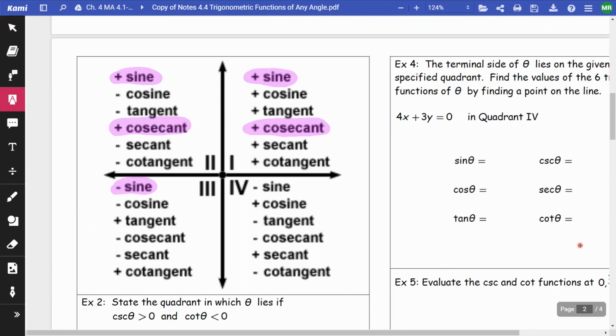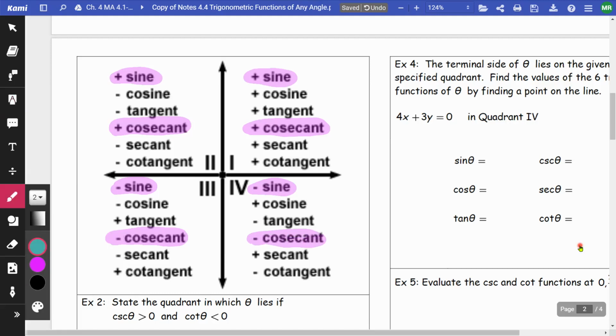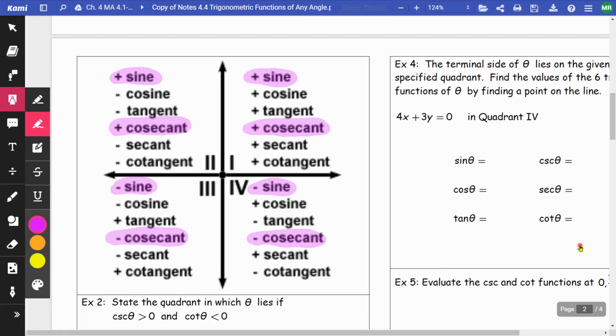My sine is negative. Its reciprocal cosecant is negative. My sine is negative. Its reciprocal cosecant is negative. When I'm dealing with cosine, and cosine is positive here, so is its reciprocal, which is secant. Here cosine's negative, so is its reciprocal secant. Here cosine is negative, so is its reciprocal secant. Quadrant 4, cosine is positive, so is its reciprocal secant.